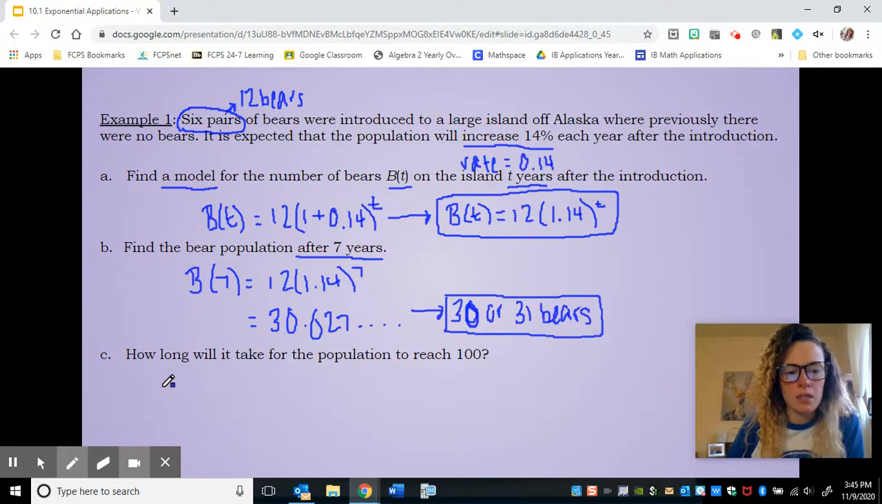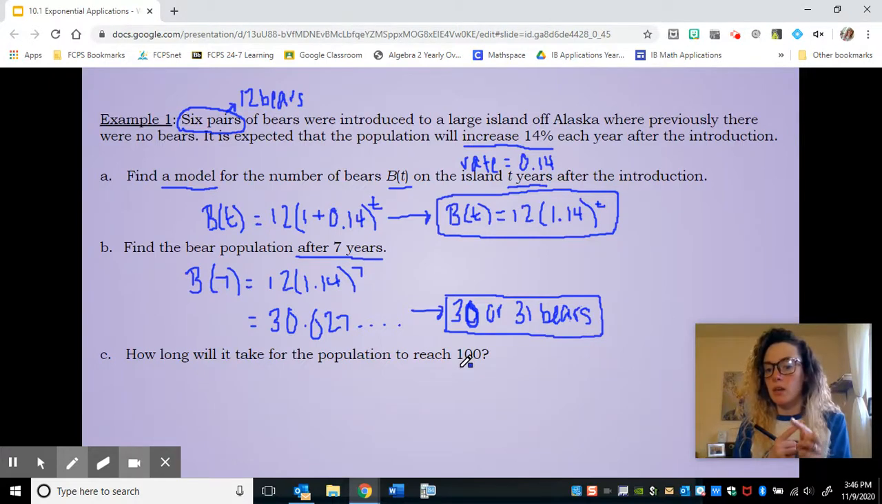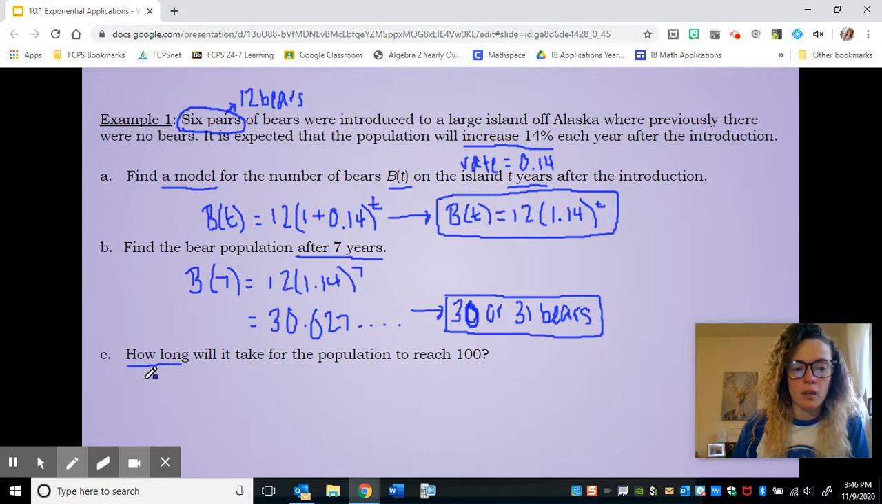Part C, asking how long will it take the population to reach 100? So now notice they changed the information they gave you. We're now looking for t, and they gave us the number of bears. So now instead of subbing in 100 for t, I'm subbing in 100 for the B of t, or for B.